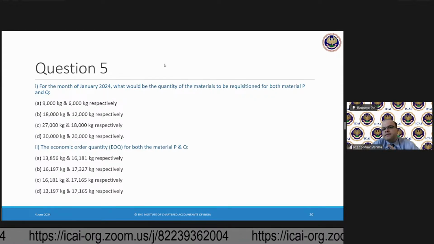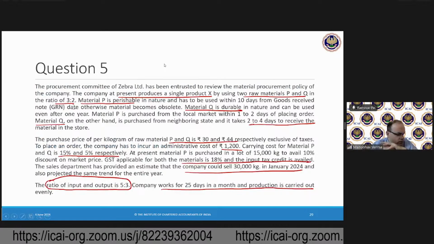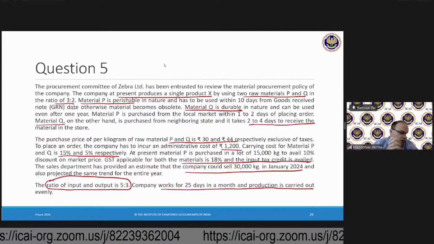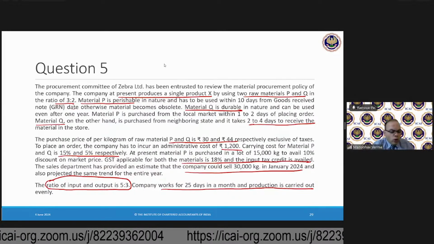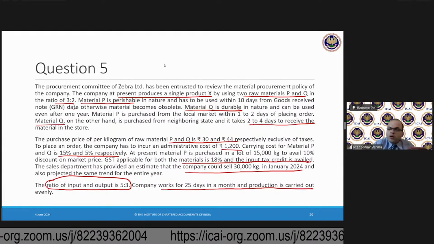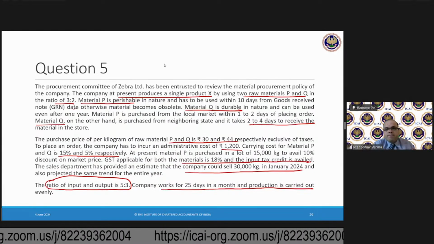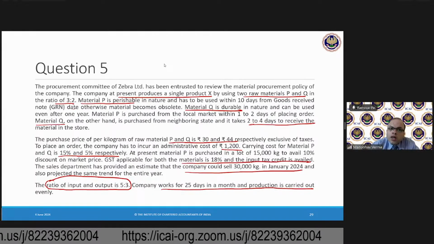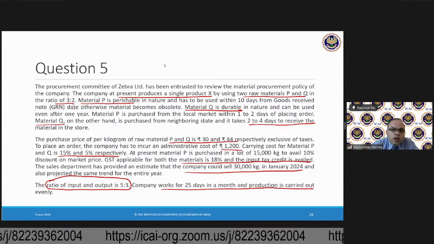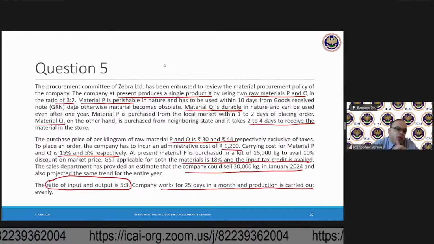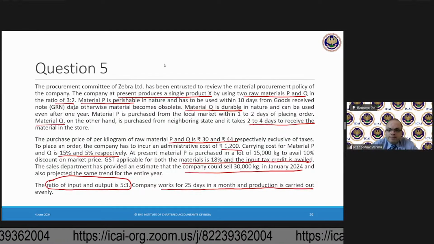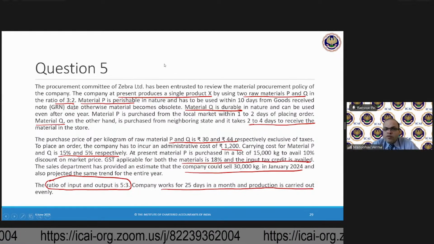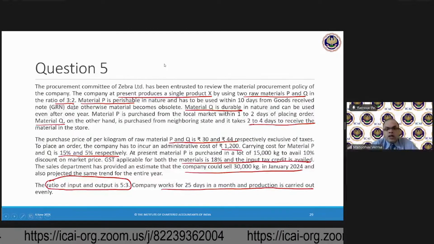What do you think, guys? What's happening here? We are talking about requisition. If I want to ask you quickly, on what basis the requisition would be important or requisition would be relevant? I think based on the production. So if these are the facts, and I'm asking you, what would be the material to be requisitioned for P and Q? What would be your approach? Any thoughts? Facts are in front of you. I want you to think logically.